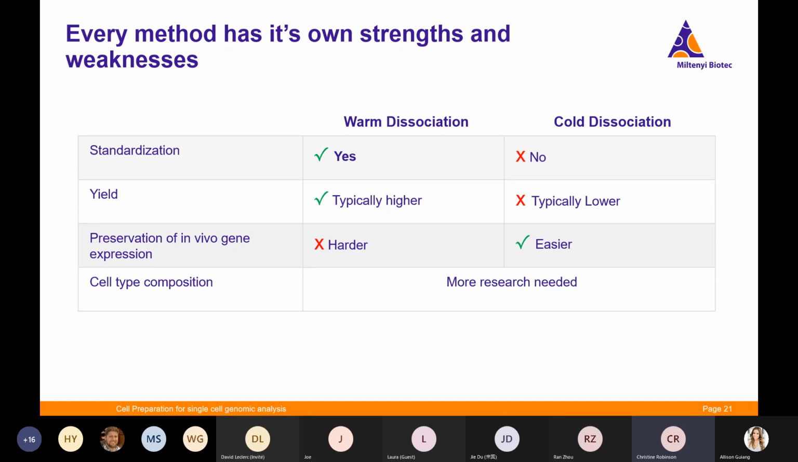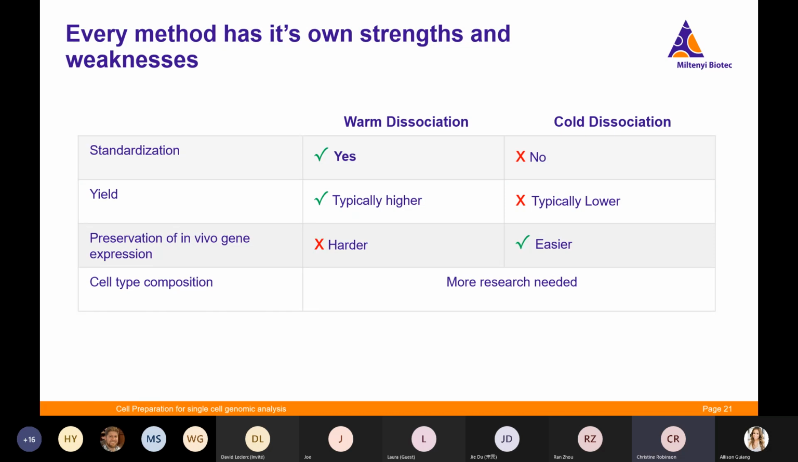The biggest advantage of warm dissociation is that we know that it works, right? So we have validated protocols for a wide variety of tissue types, and we know that it produces high yields of viable cells. So when you're looking at a dissociation method, you really should consider how much time and how many resources you're willing to commit to optimizing a new protocol, and how important is it to have a standardized protocol that can easily be reproduced in other labs.